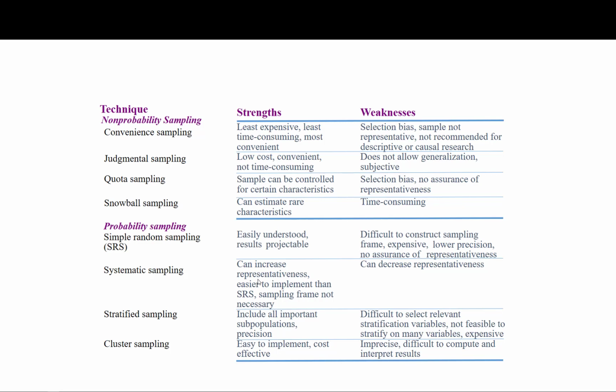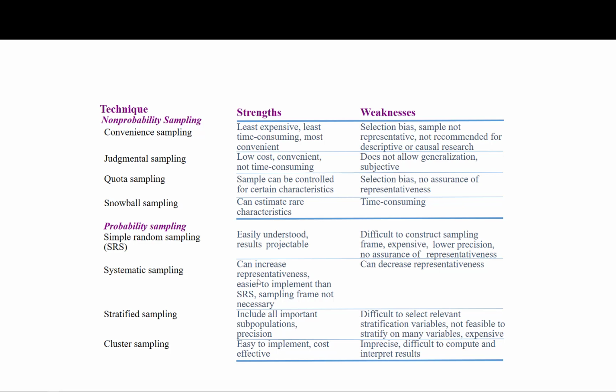So simple random sampling is terrible if you are looking for those left-footed football players born on Mondays. You will spend a long time randomly finding people in a population with those particular characteristics. So systematic sampling can increase representativeness. It can be easier to implement, but on the flip side, there's also the possibility of decreasing representativeness based on excluding certain types of people.